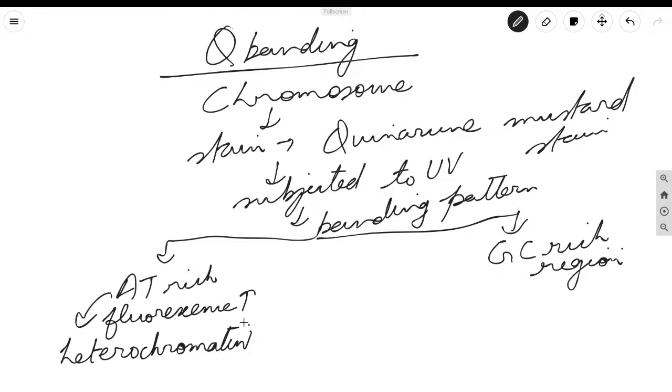More fluorescence means it will quench; the dye will bind to the AT rich region more. And this will lead to more fluorescence in the AT rich region.